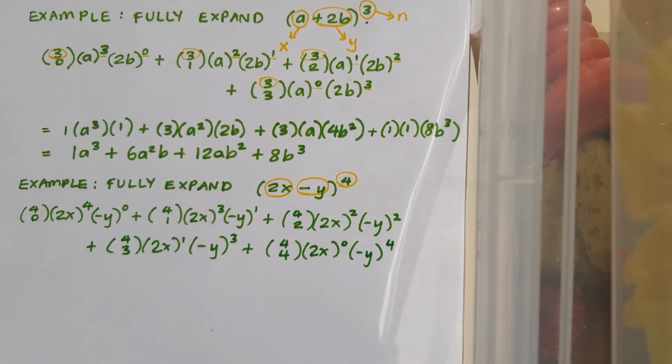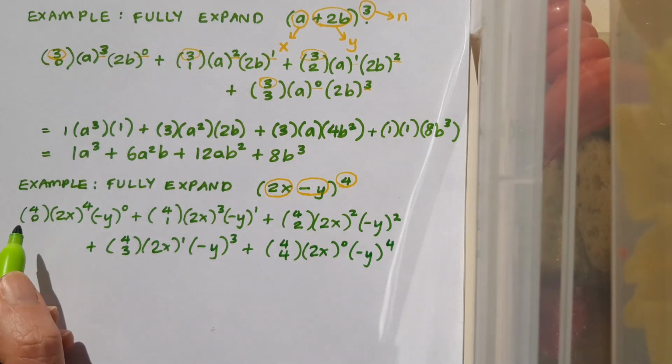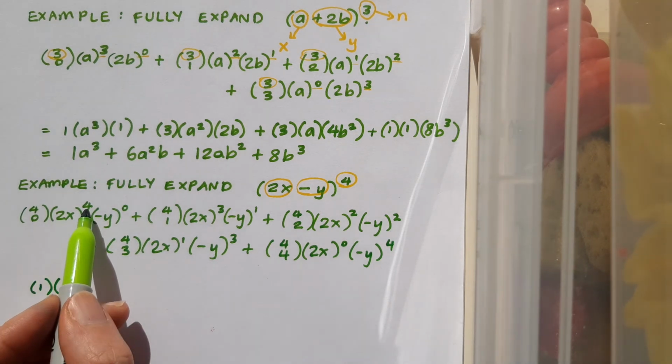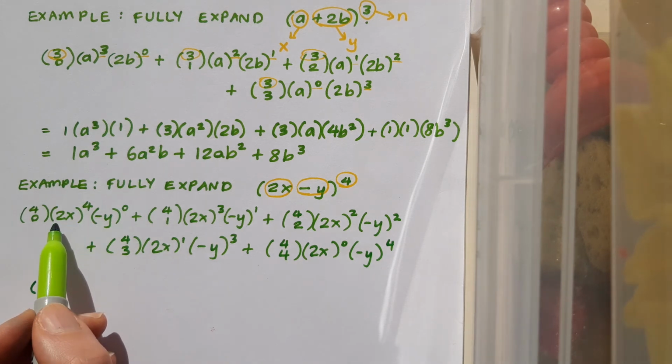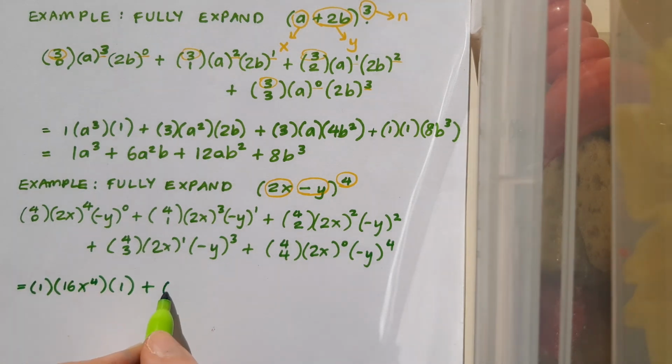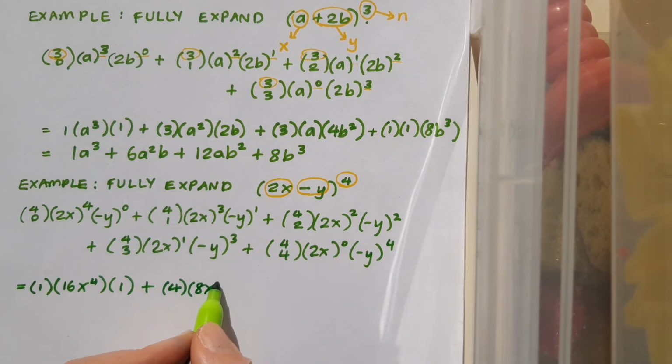So now I begin to evaluate. So 4 choose 0 is 1. Again, use the calculator for that. 2x to the power of 4. Don't forget, the power is applying to the coefficient and the variable. So 16x to the power of 4, and then 1. Anything to the power of 0 is always 1. 4 choose 1 is 4. 2x cubed, again, cube the coefficient and the variable. 8x cubed.